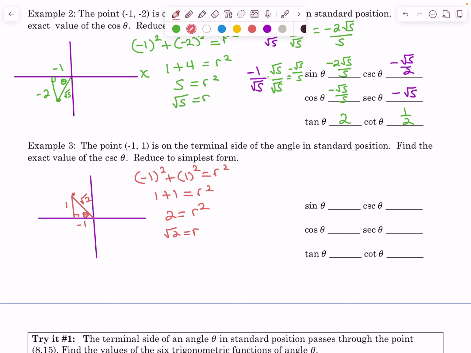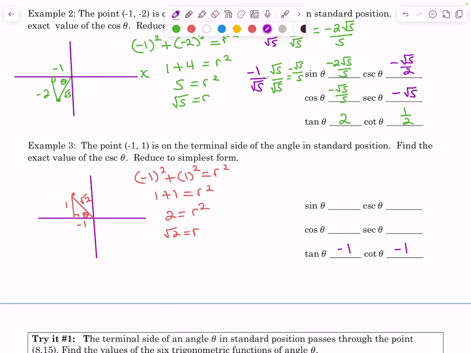Okay, let's start with, again, I'm going to do my tangents first because they are going to be easy with no radicals. So tangent, 1 over -1, so that's just -1. When you reciprocal a -1, you still get -1. So tangent and cotangent, notice, are negative. So this is a 45-degree angle, but it's in quadrant 2. That's why it's negative.